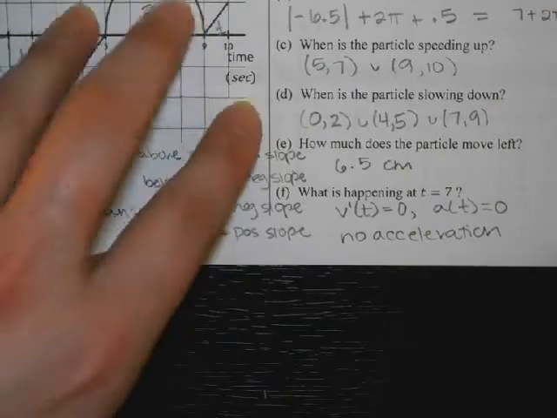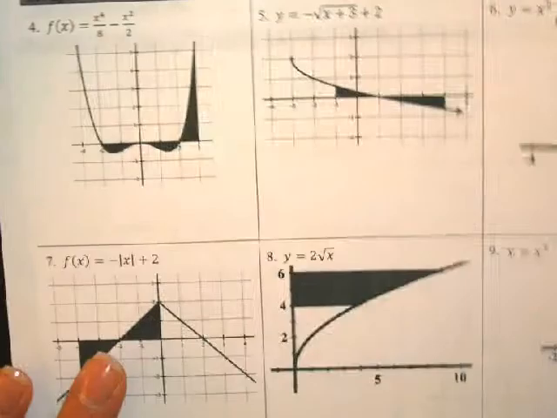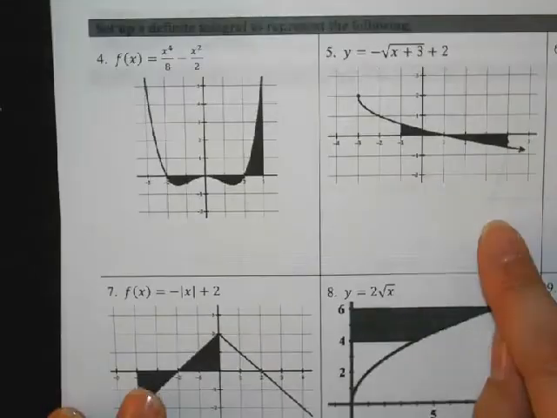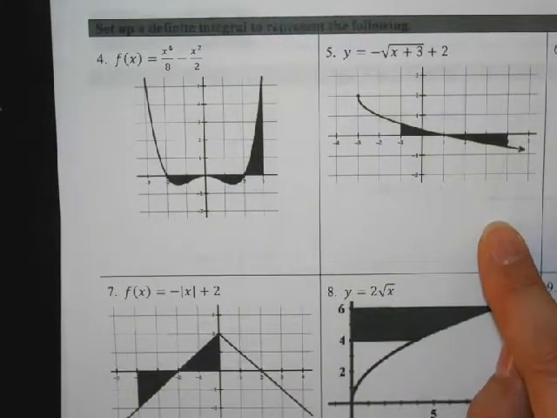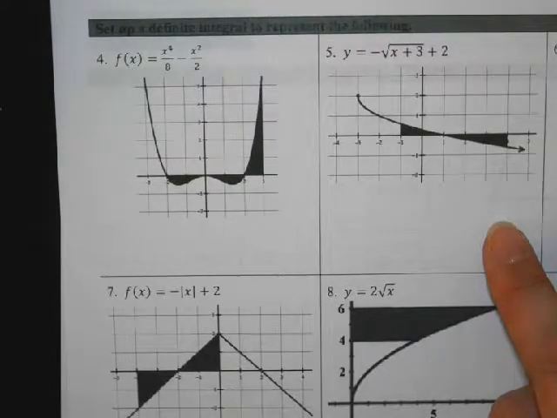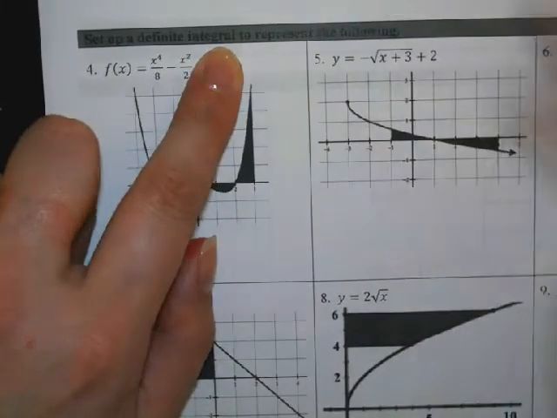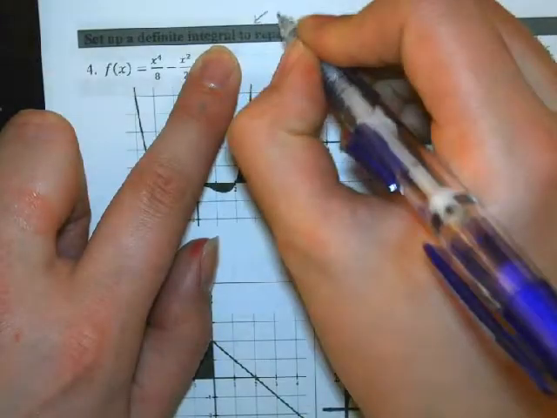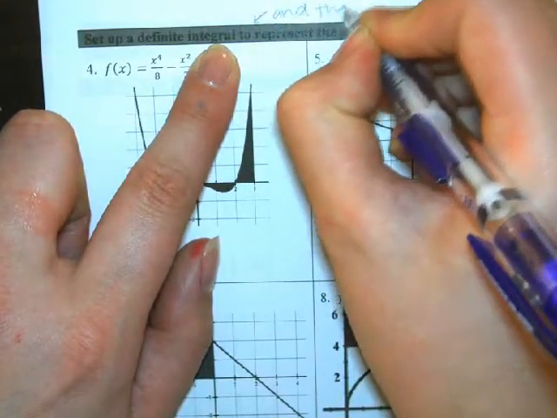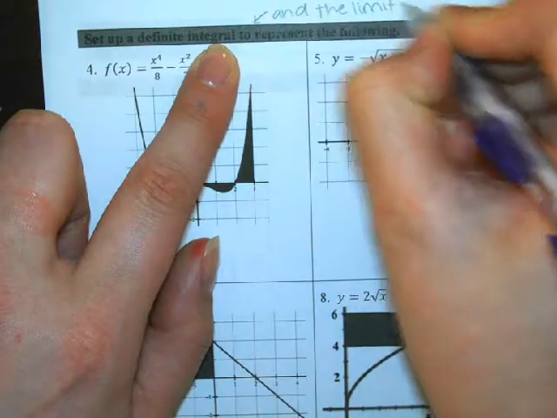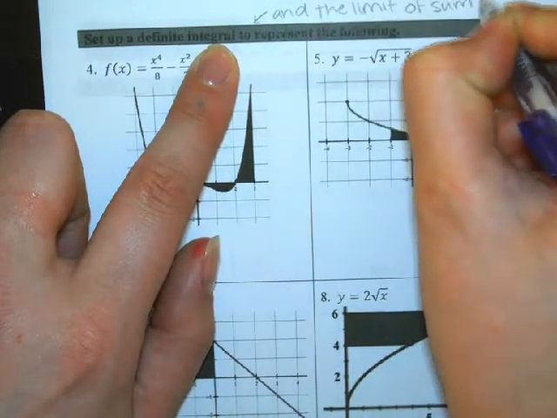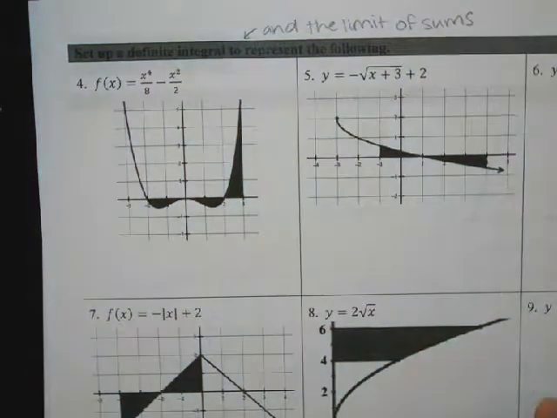Okay, go ahead and flip the page. For these questions right here, it says to write the definite integral for the following. I want you to add to the instructions "and the limit of sums." Find the definite integral and the limit of sums. I want you to do both.